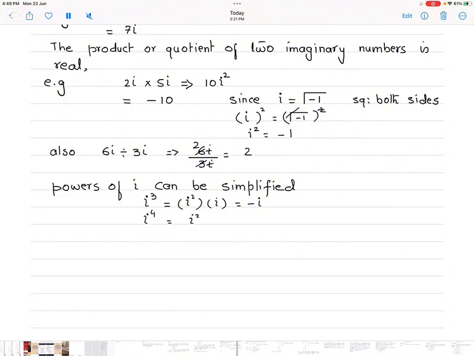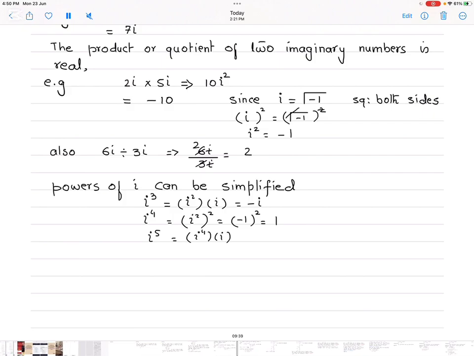i to the power 4 can be simplified by writing (i squared) whole squared. This gives us (negative 1) squared, and the final answer is 1. i to the power 5 can be written as i to the power 4 times i, and the result of i to the power 4 you have already seen as 1. So write 1 in place of i to the power 4, 1 times i is i.